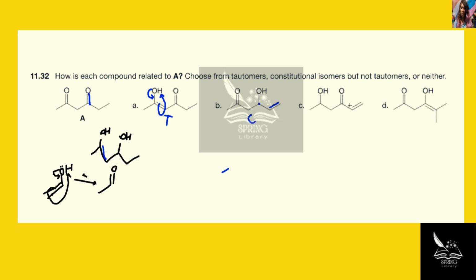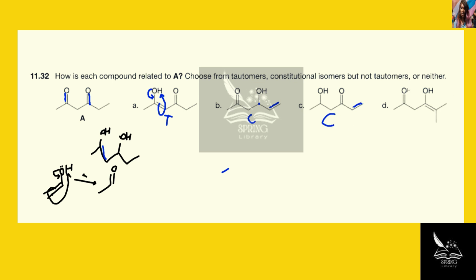And now if we look at C, well, this is the same thing. If this was going to be a tautomer, then we would expect a double bond either here or here, but that's not the case. But this double bond that used to be on A here, this carbonyl bond, got moved over here. So it has the same chemical formula, but different bonding. So this is also a constitutional isomer.